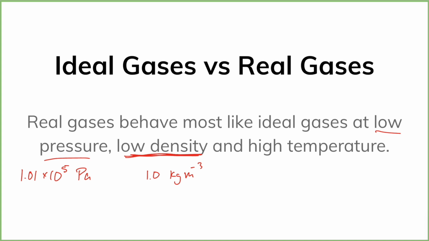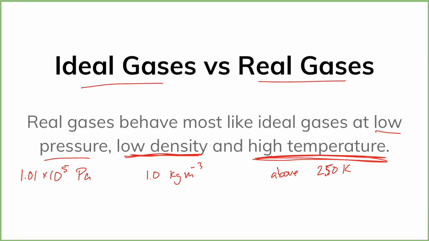And then it's asking for high temperatures. What it means by high temperatures is above 250, 260 Kelvin. When we're talking about high temperatures, we're just meaning room temperature or more. We just really don't want any super cold temperatures. At that point, real gases no longer behave in the ideal manner. So that's how we tell if we can use the ideal gas model.